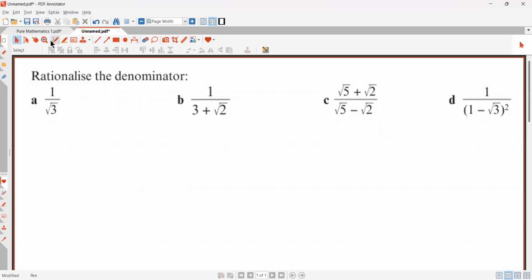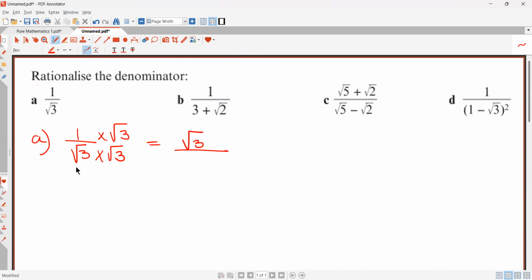Okay, so let's do this. 1 divided by root 3. Let's do a part. 1 divided by root 3 is going to be: multiply bottom by root 3, multiply top by root 3, right? Root 3 will be root 3 as it is. What is root 3 multiplied by root 3? 3. So the answer is root 3 by 3. Yes, this is the most simplified form.